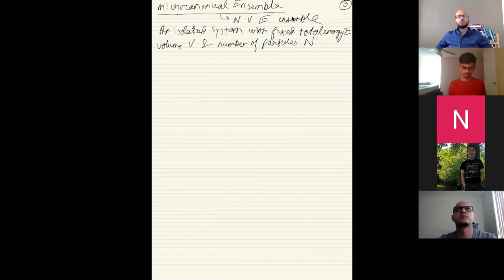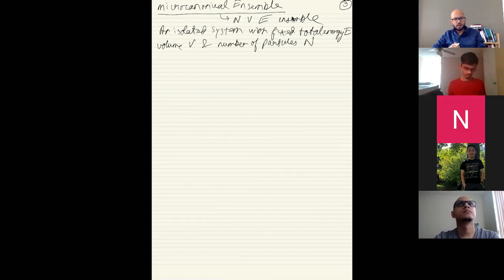It's isolated, so we cannot put a thermometer inside it and measure its temperature. We cannot couple it to a thermal bath in order to measure its temperature. We cannot couple it to a reservoir of particles and see what is the chemical potential and things like that. No, it's isolated. It's some fixed value of N, E, and V. Nothing can change. In this case, what is going to be P nu?